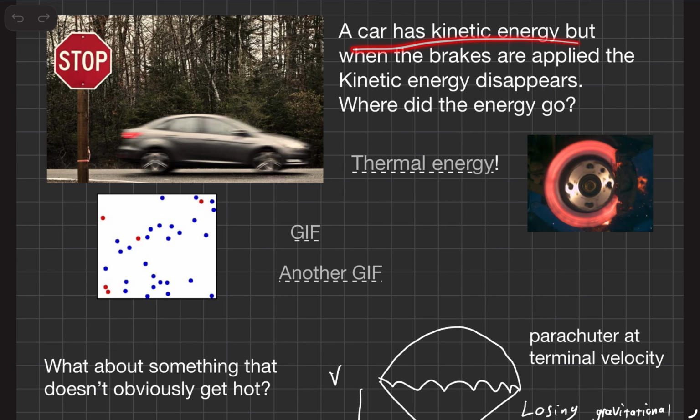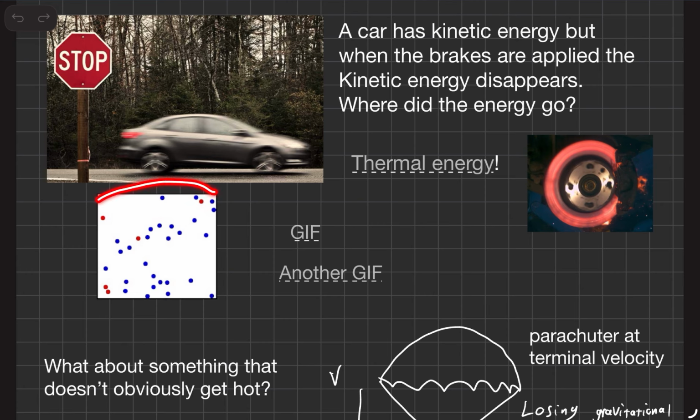Let's take an example here. A car has kinetic energy, but when the brakes are applied, the kinetic energy seemingly disappears. Now, we know that it doesn't actually just disappear. We know it becomes thermal energy, in fact. Here is an image of the brakes of a tire. The brakes are these little pads right here that clamp down on this disc. This disc is not usually red. That is just a piece of metal. It is glowing red because these pads are rubbing against the disc, and it's undergoing so much friction that it's heating up the disc high enough that it would just completely break or melt.